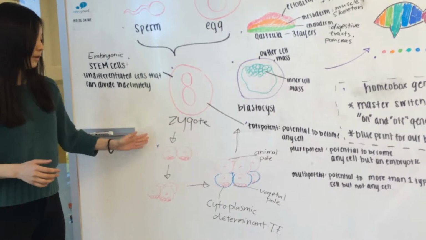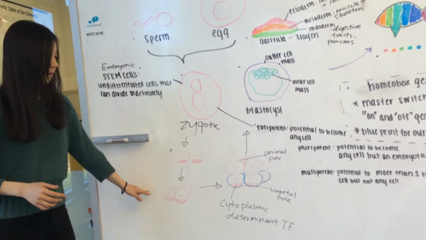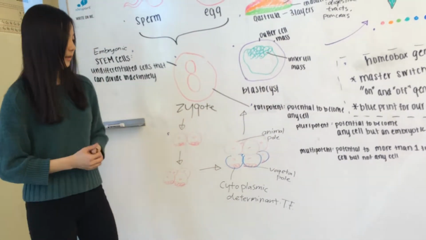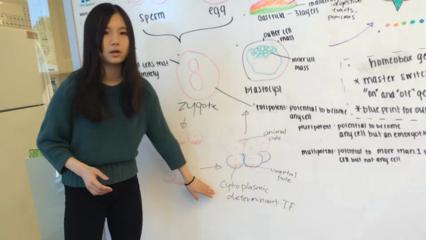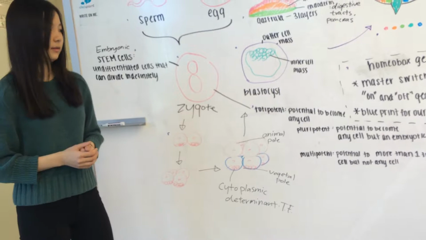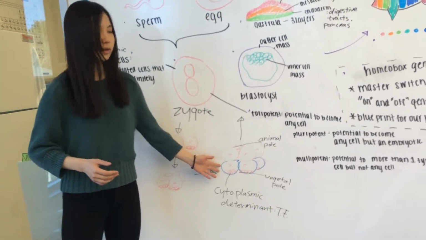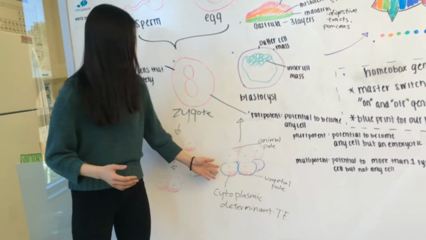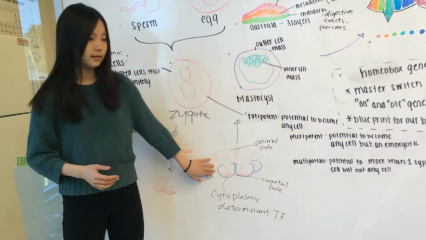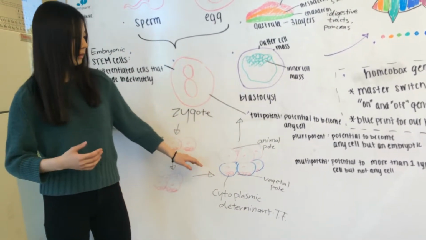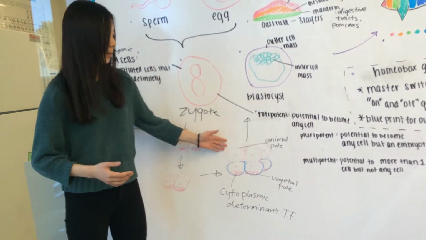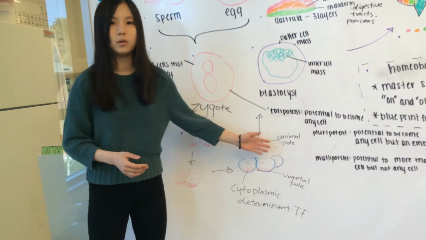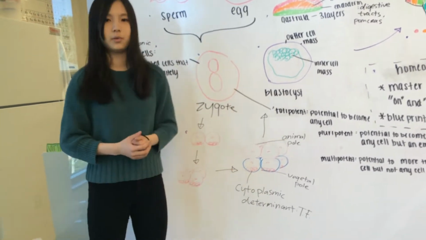The zygote starts to divide into 2 cells, 4 cells, and 8 cells. And once it has turned into 8 cells, the cytoplasmic determinants, which are also transcription factors in the cell, start to settle at the bottom half of the 8 cells. This starts to form a difference between the top half and the bottom half of the cells. The top half becomes the animal pole, while the bottom half becomes the vegetal pole.